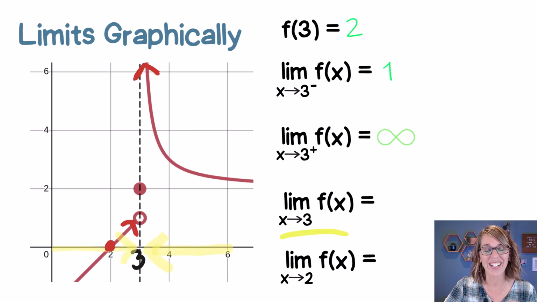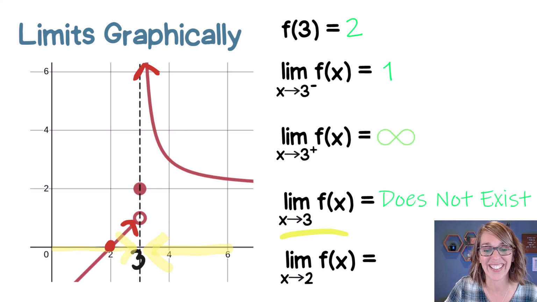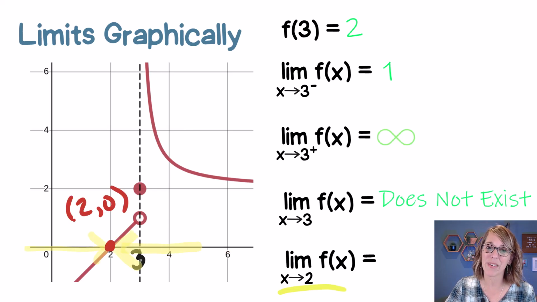Now, if we take a look at that limit overall, as we're approaching 3 from both directions, they're 2 different values, which means that that limit overall does not exist. Okay, last but not least, the limit as x approaches 2. Now, it's defined at 2, and I take a look at that limit as I'm approaching 2 from both directions. It lands on the same point, the same y value, so that limit is equal to 0.